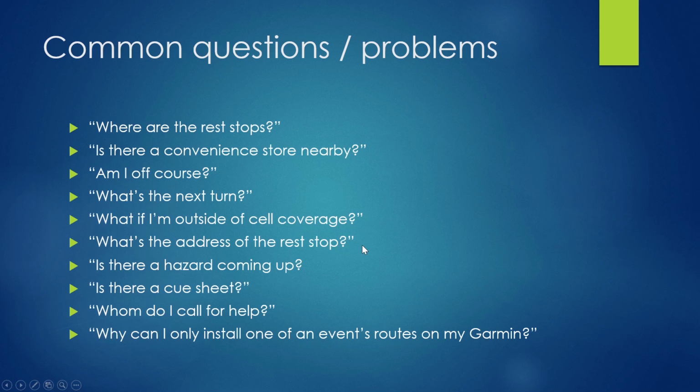Is there a cue sheet? Yes, if you created one and specified it as the preferred cue sheet. Whom do I call for help? If you put that on the footer of the cue sheet, that information is there. And why can I only install one of an event's routes on my Garmin? That's because the names are truncated at 15 characters. So there you go.